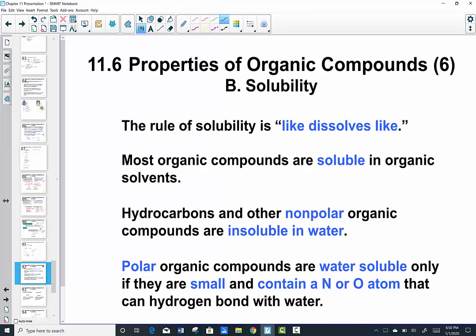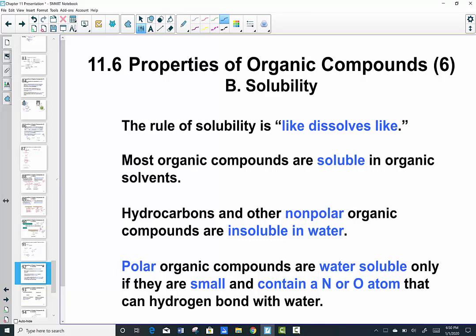In terms of solubility, the general rule is likes dissolve likes. So likes dissolve likes simply tells us that polar will dissolve in polar molecules, nonpolar will dissolve in nonpolar molecules, but never the two shall mix. Polar with polar, nonpolar with nonpolar. So that means most organic compounds are soluble in organic solvents.